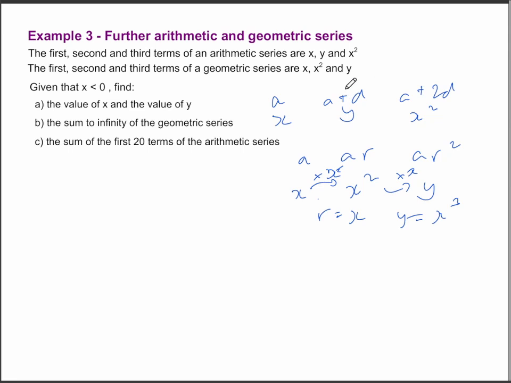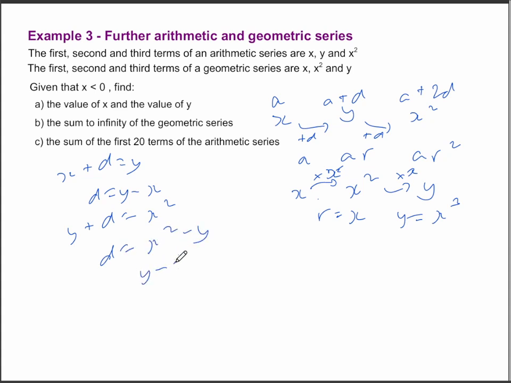On the other hand, we can use the common difference in this case, where a plus d minus a is equal to d. That means you have to add d here. So x plus d equals y, therefore d equals y minus x. And also here, plus d. Therefore y plus d equals x squared, and so d equals x squared minus y. Thus, y minus x is equal to x squared minus y. And if you rewrite this, you will get 2y equals x squared plus x.